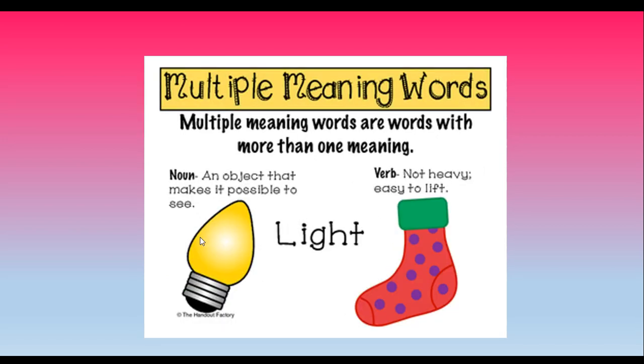All right, our next example, we're going to look at light. Now, light can also be used as a noun or a verb, depending on how you're using it in context. As a noun, a light is an object that makes it possible to see. As a verb, light means not heavy or easy to lift. Once again, the way we use the word depends on how we're using it in context and what we're meaning.